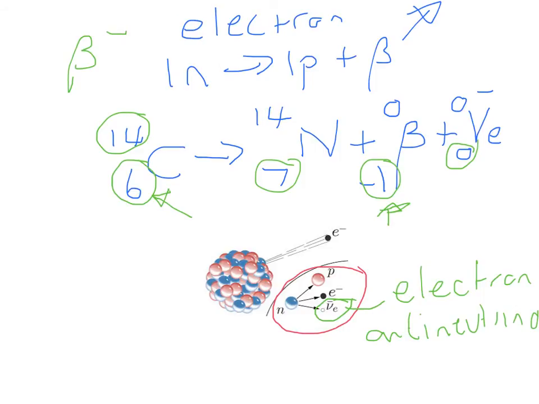So again, all that should be revision from GCSE, except for the inclusion of the electron antineutrino, which is new. And as I say, we'll go through that in more detail later, so for now, just remember that you have to include that particle as well when you're showing beta minus emission.